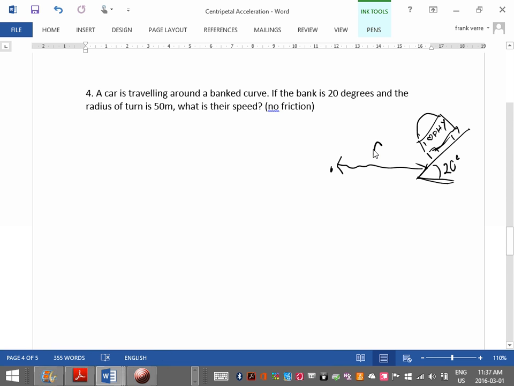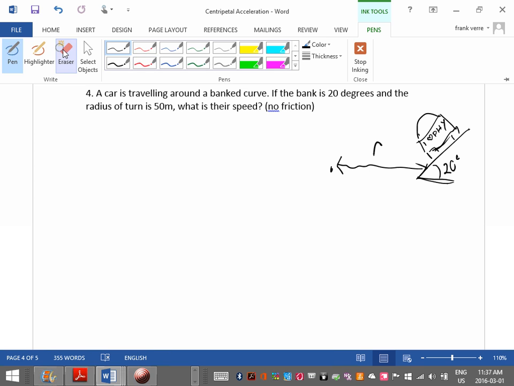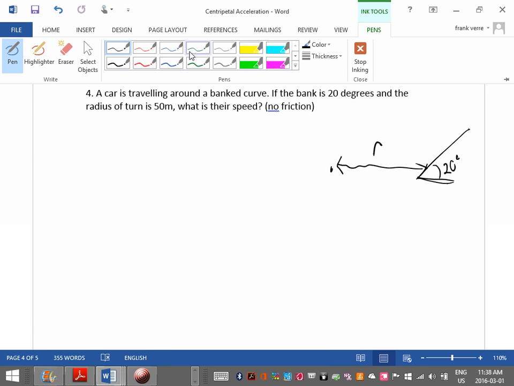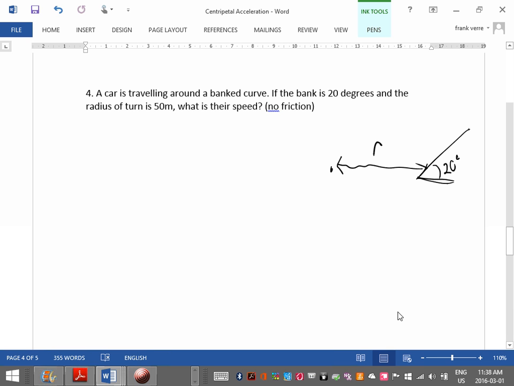So we have a car traveling around a banked curve, and we have a radius of 50 meters. Okay. I'm going to redraw this without the car, just so it's neater. All right, so I'm going to get rid of the car, just so now you know what we're talking about. We don't need that car. I'm just going to draw. Change the color. All right.